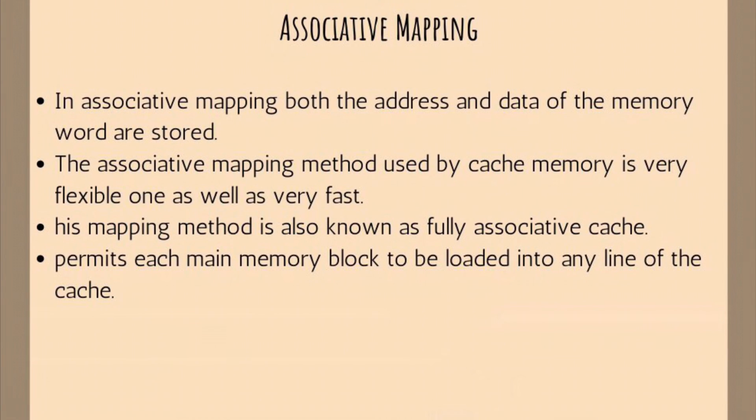The first one is associative mapping. In associative mapping, both the address and data of the memory word are stored. The associative mapping method used by cache memory is very flexible as well as very fast. This mapping method is also known as fully associative cache. It permits each main memory block to be loaded into any line of the cache.